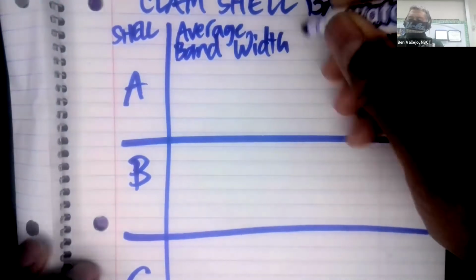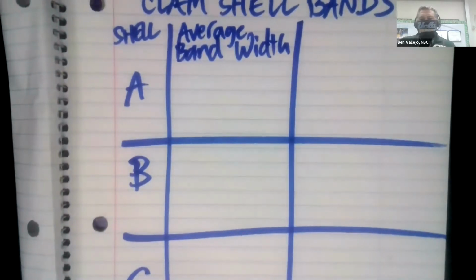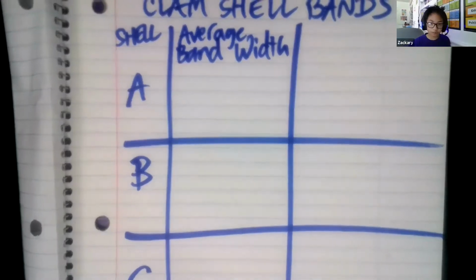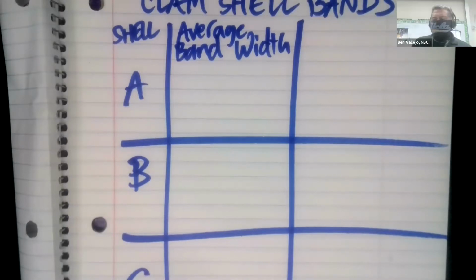All right. First thing I want to do is figure out what the average bandwidth is. Now remember the average, and because you guys have some math background, who can tell me how to calculate an average? Anyone know? Zach, how do we calculate an average? You add all the numbers and then divide by how many numbers there were. Right, that's exactly right, Zach.